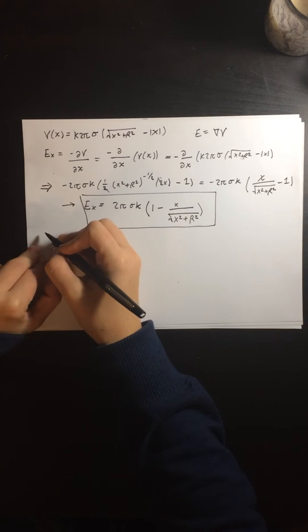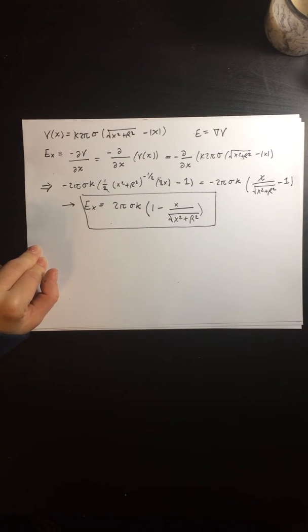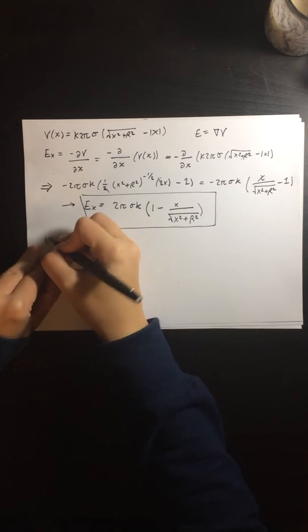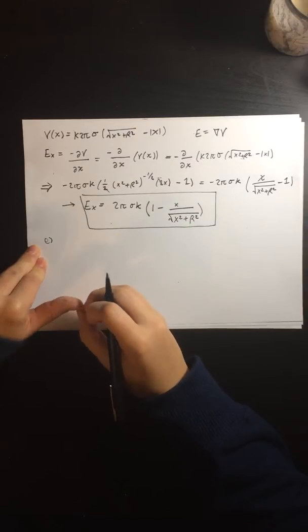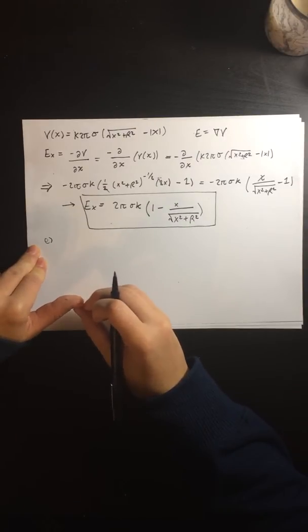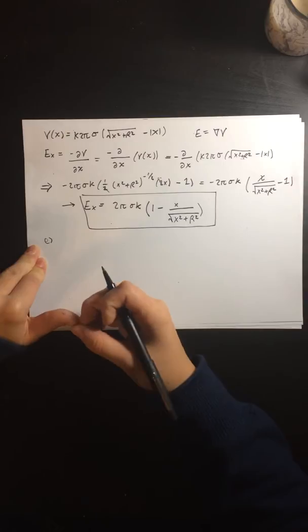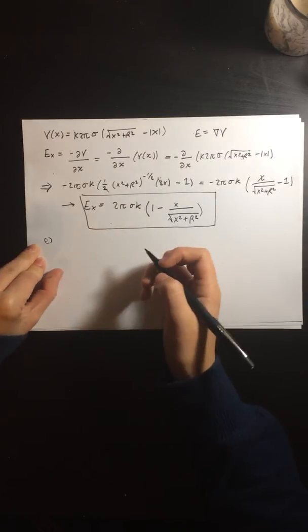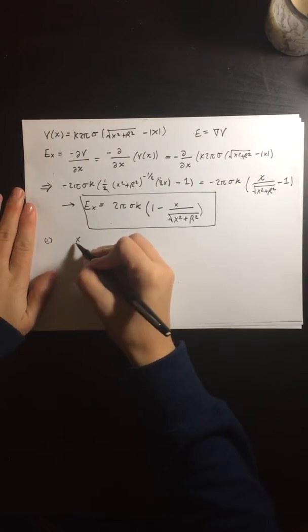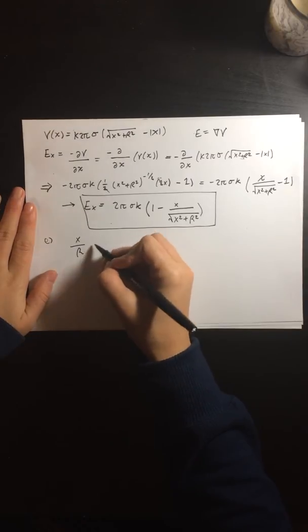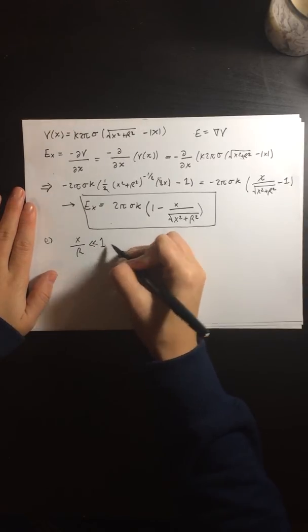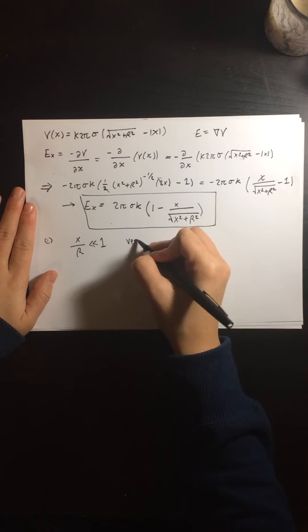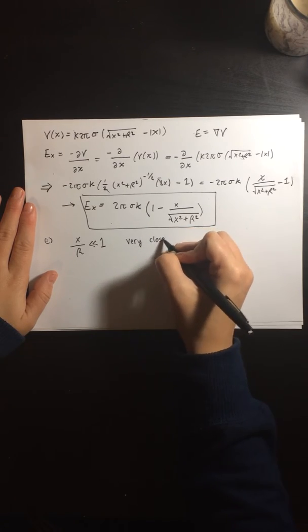Okay, next we have to do part E. So the next question is, what is the electric field in the limit when x over r is much, much less than 1, i.e. very close? Is this the expected result? So we're going to use another linear approximation. x over r is much, much less than 1, very close, right?